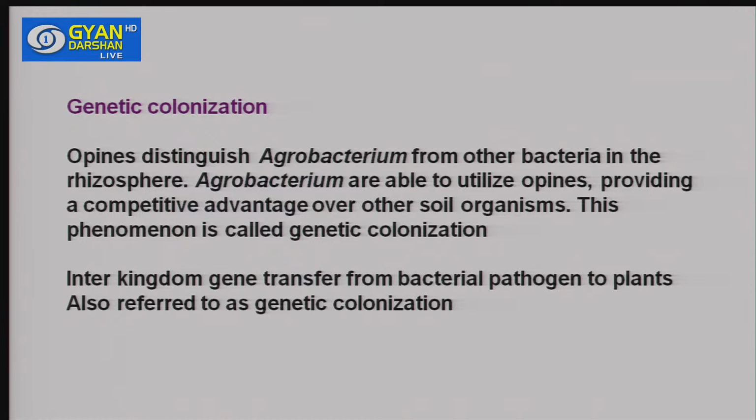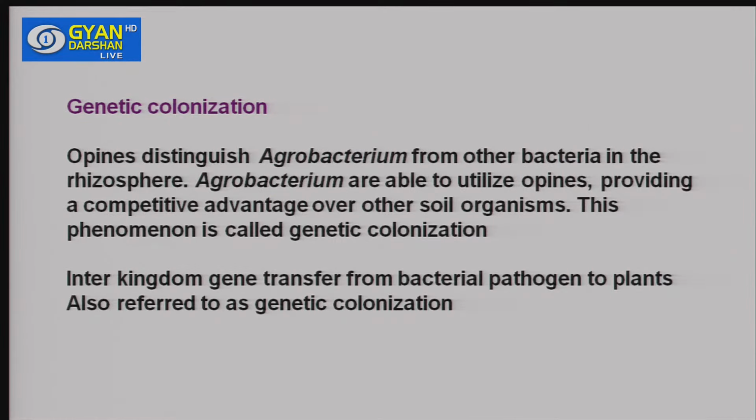And the reason for that is the opine, because opines actually distinguish Agrobacterium from other bacteria in the rhizosphere. Till date Agrobacterium is the only bacteria which is capable of utilizing opines. No other bacteria can utilize opines. So this provides Agrobacterium a competitive or selective advantage over other bacteria. Other bacteria, even if they try to infect the plant, will not be able to infect it in the same fashion, and they cannot be utilized for plant transformation. So this is number one.